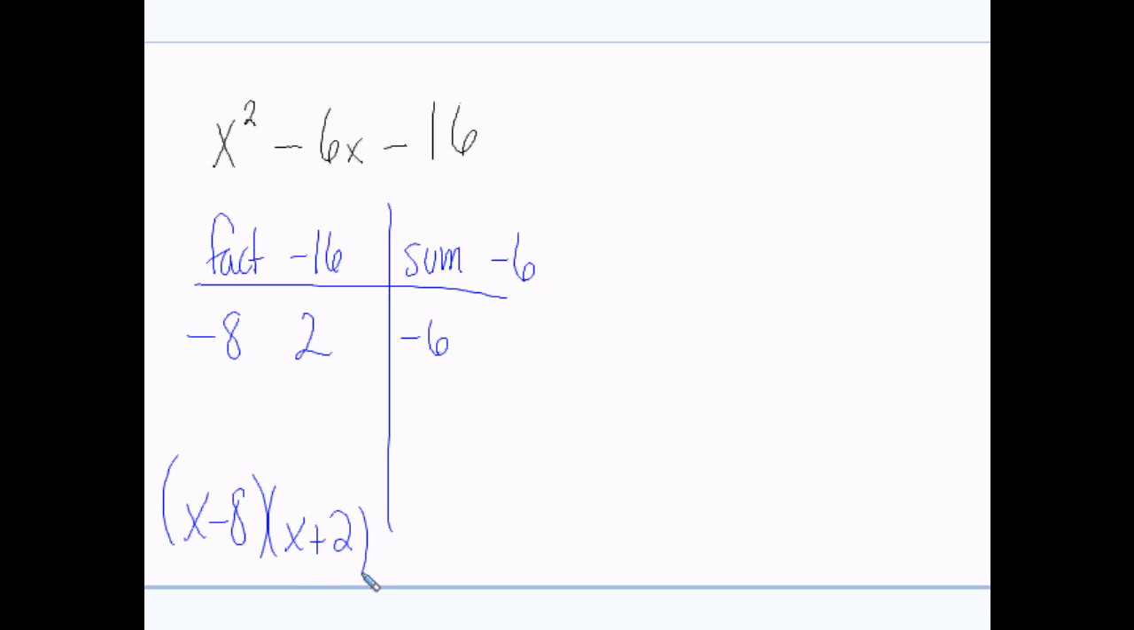And the order of these doesn't matter. You could do x plus 2, x minus 8. Don't feel like one of them has to go in front. That doesn't matter, because multiplication is commutative, which means the order doesn't matter. So the first way is, like I said, sort of a big convoluted factor and sum table.